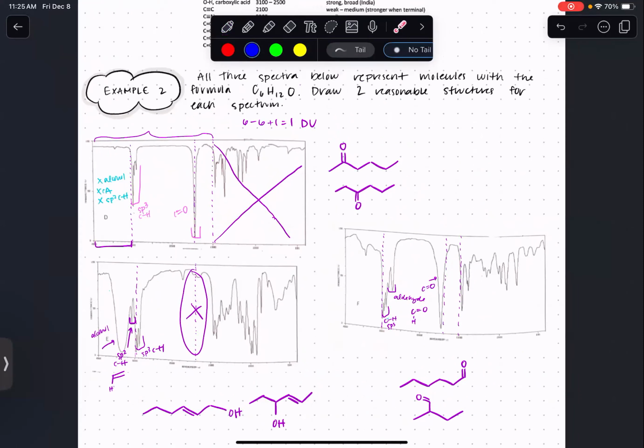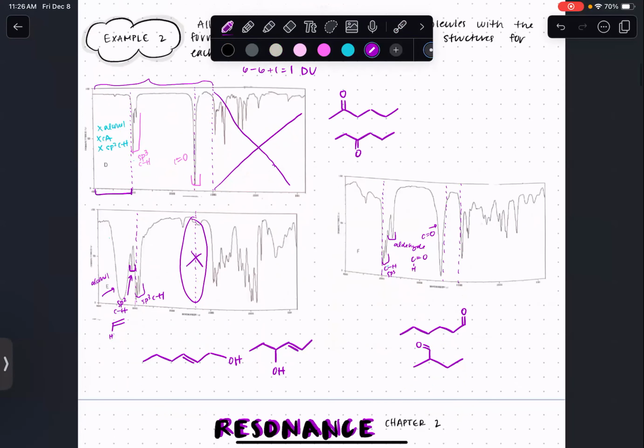For the last one, I'm kind of confused about aldehydes still. Like the drawing of the structure, not even how you identify it. Drawing the structure? Yeah, and it has 1, 2, 3, 4, 5 carbons. Yeah, I just forgot one. There we go.